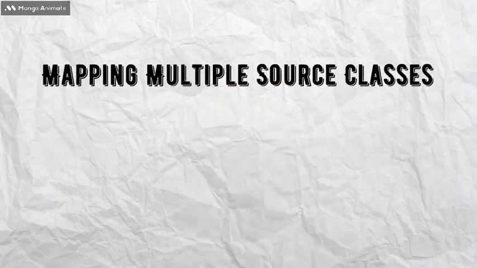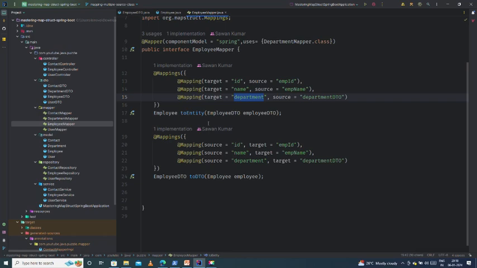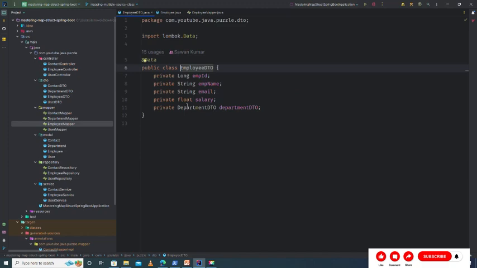So what does that mean and why do we need this? How do we map multiple source classes using MapStruct? Let's start here. As we know, in the employee mapper we have an employee DTO and employee. In the employee DTO we had a department DTO.